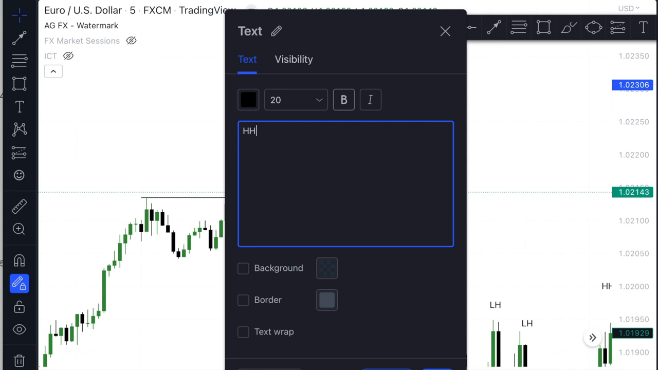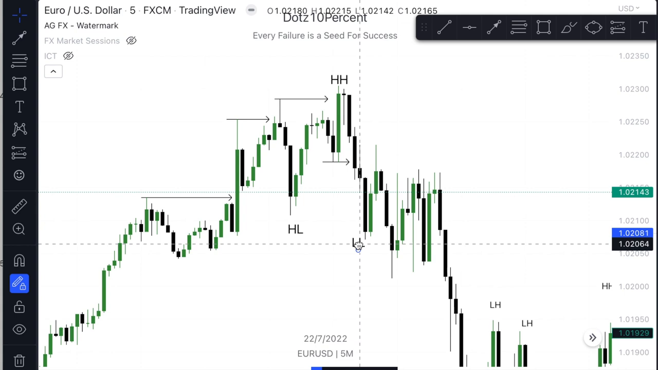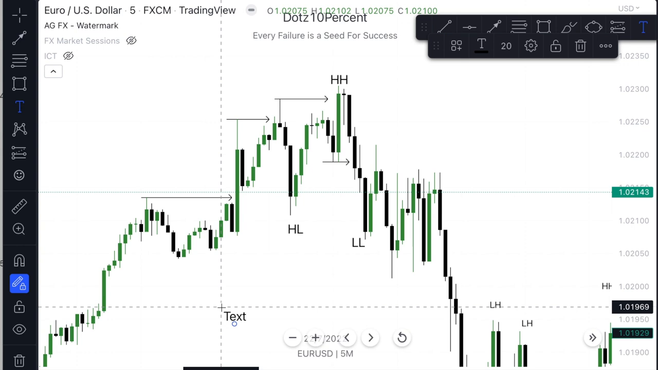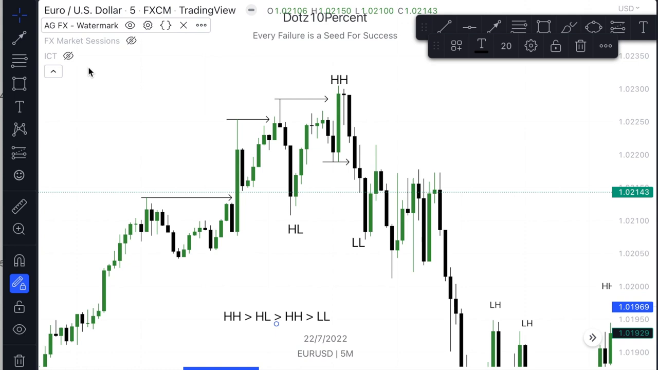So how can I make this easier for you guys to understand, right? This is what you want to see in a bearish market structure shift. You create a swing high, so a higher high, a higher low. A new higher high, and then we make a lower low. This is your market structure shift. This is your bearish market structure shift.